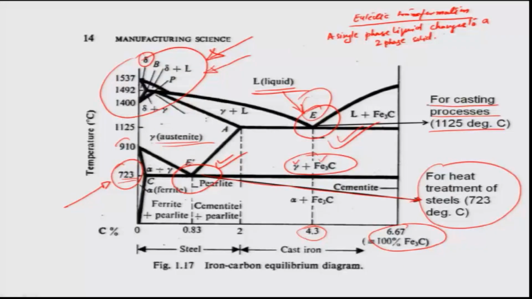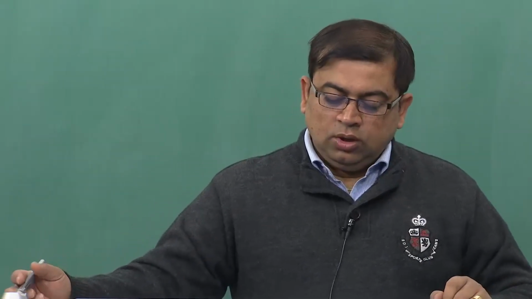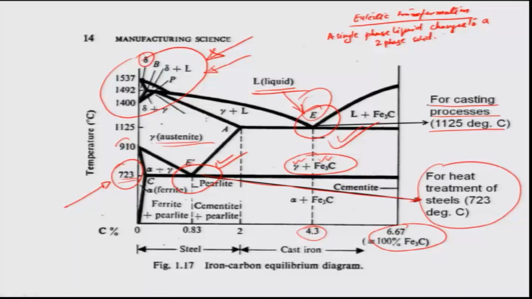And so, this is how you can actually change the process and make a single phase liquid completely convert into a two phase solid. Okay. Two phase solid meaning that you have the presence of both the phases throughout the particular crystal. The other point which is interesting for us to consider is the eutectoid.